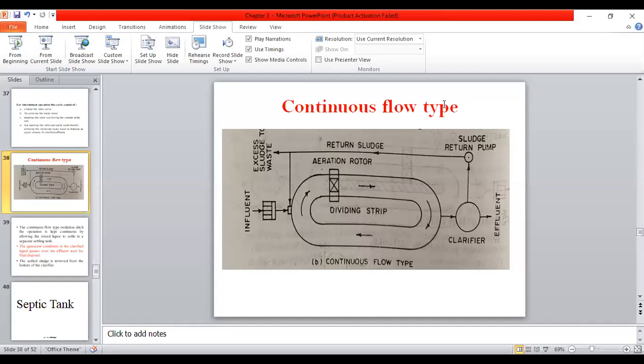Okay, I think you have completed the figure. Do you have completed? Yes or no? Okay, then we'll go to the next.